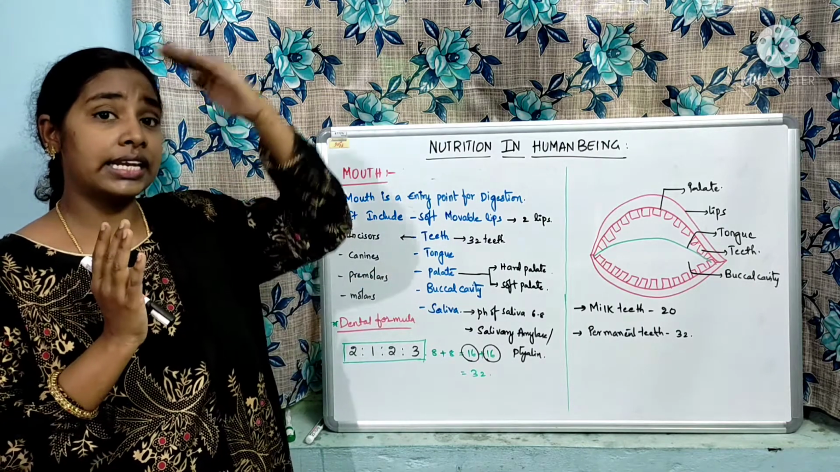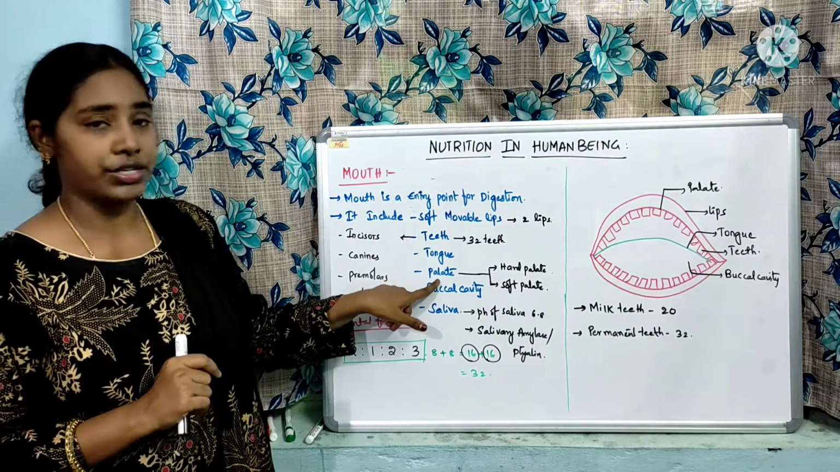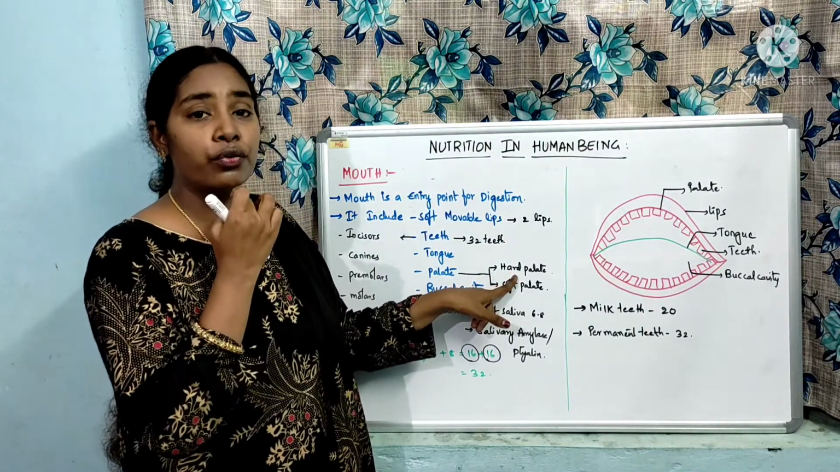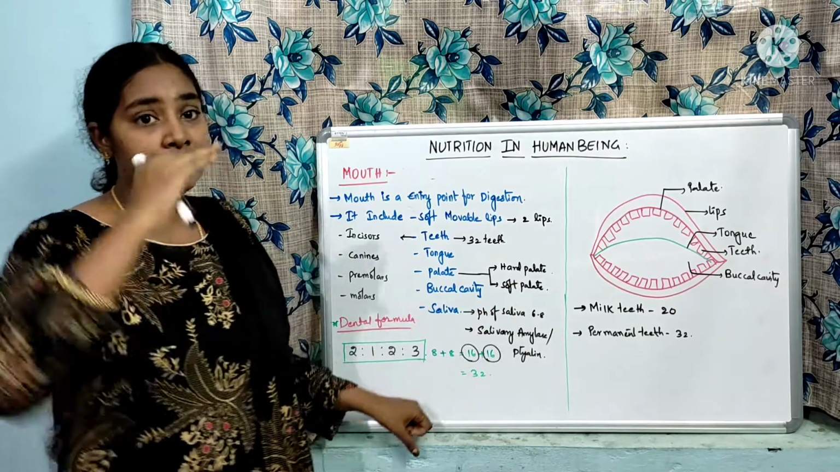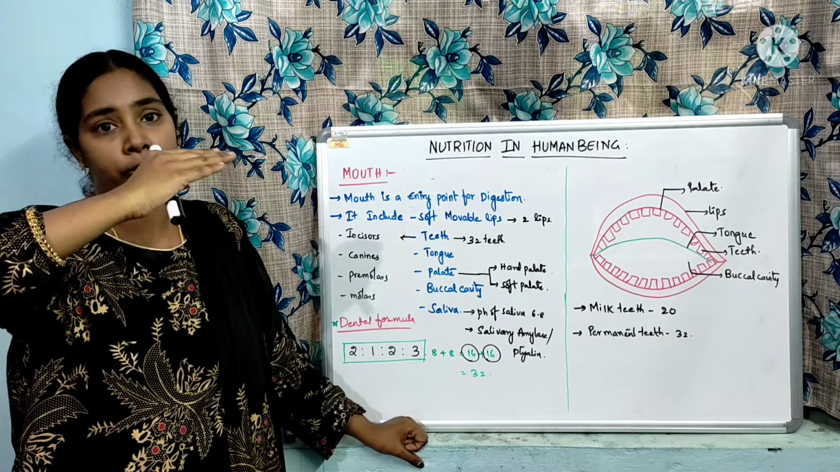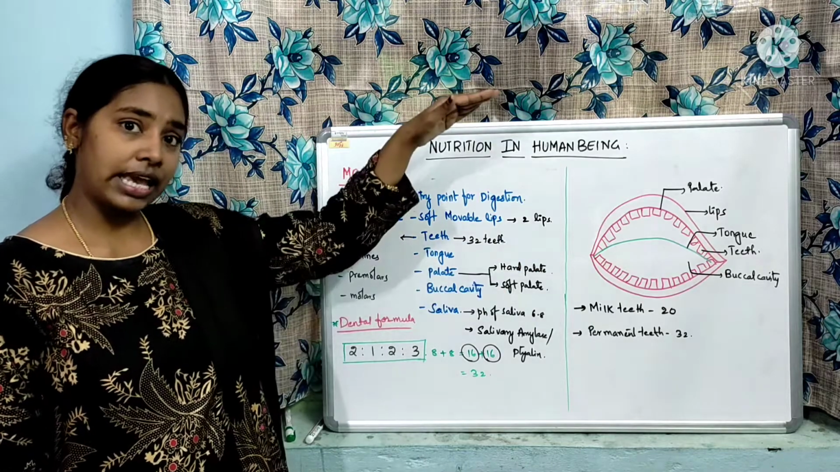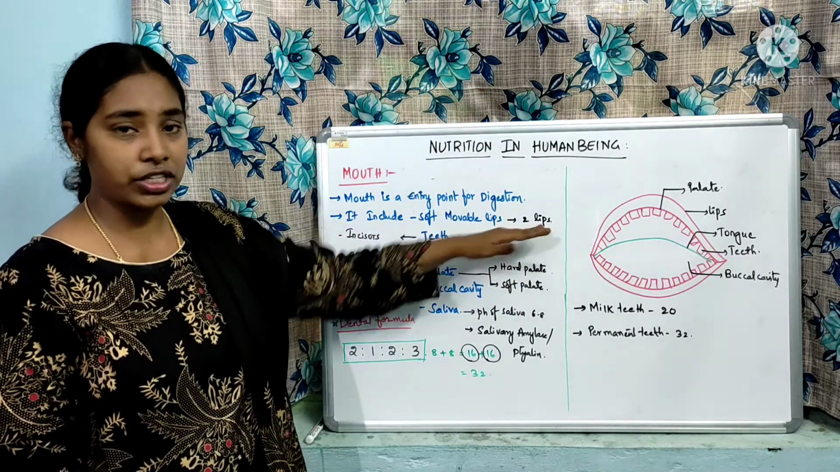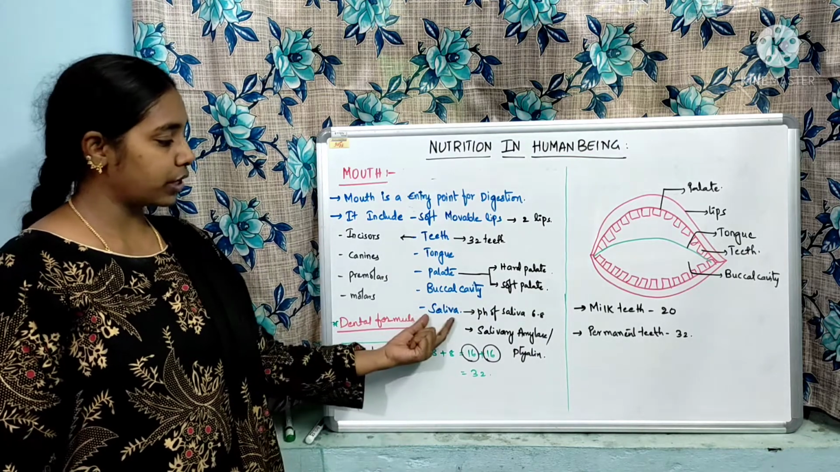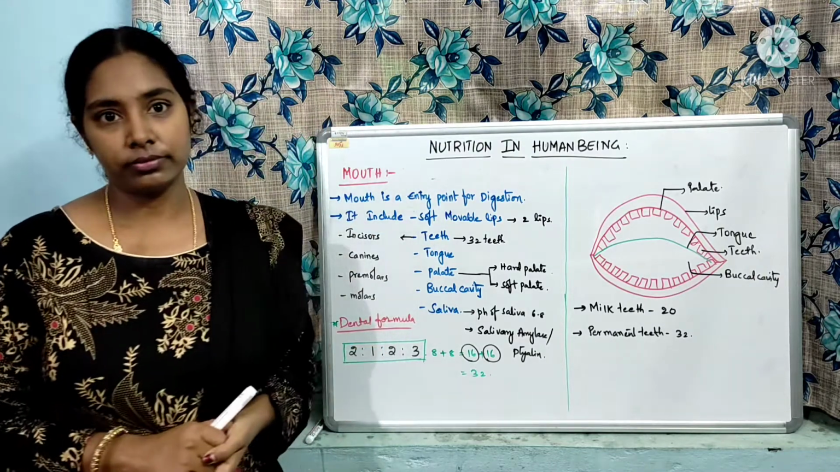So the nasal cavity must be separated from the buccal cavity. Who does that work? The palate. Especially the hard palate separates the nasal cavity from the buccal cavity. The dome-shaped roof present inside our mouth is the hard palate. The upper part of the hard palate is the nasal cavity and the lower part is the buccal cavity. Is it clear?